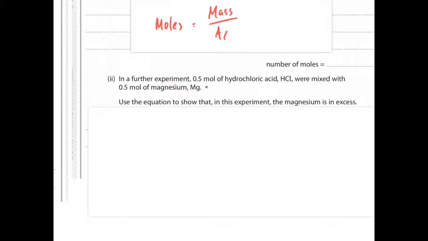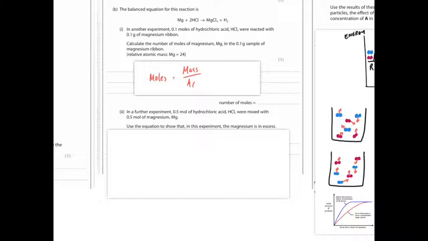In a further experiment, 0.5 moles of hydrochloric acid, HCl, were mixed with 0.5 moles of magnesium, Mg. Use the equation to show that in this experiment the magnesium is in excess. So this is about limiting reactant. A limiting reactant is the one that's used up, and the one in excess means there's plenty remaining, or there's stuff remaining after the reaction's finished.